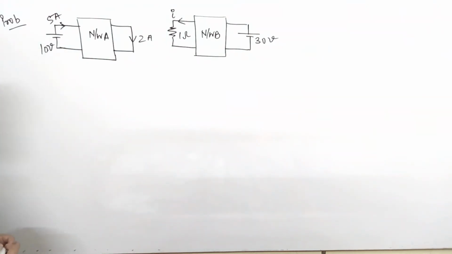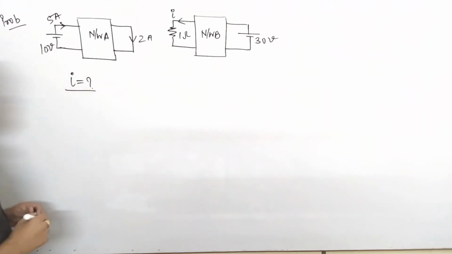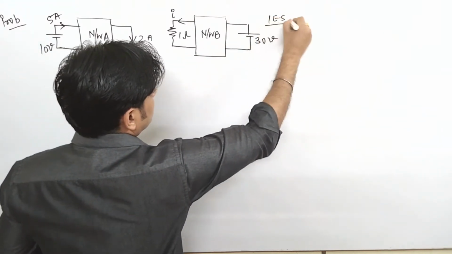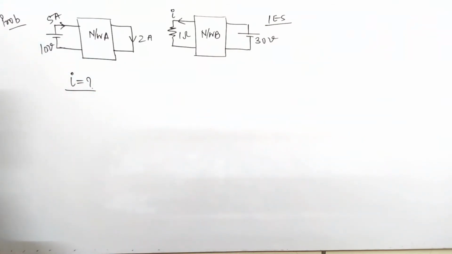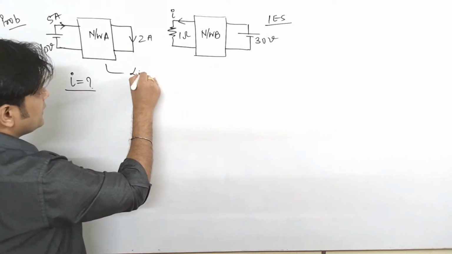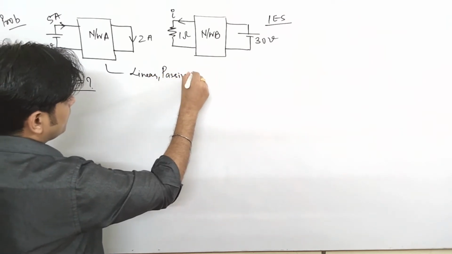Now friends, this is your problem in which you have to find the value of I. This is an IES problem. It was asked in Engineering Services, in which you have to find the value of I. Again the condition is mentioned as network A and B are linear, passive, bilateral.